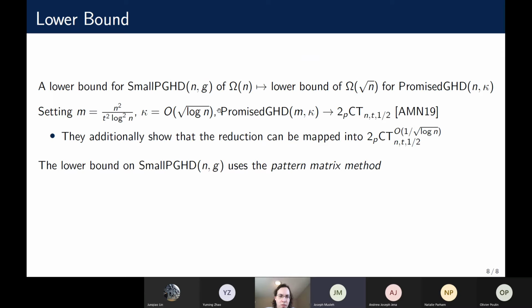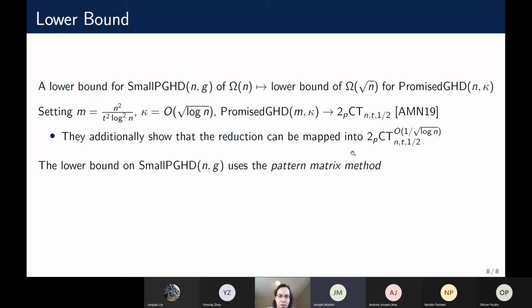And so ultimately, what they end up obtaining is a lower bound for a small parameter gap Hamming distance of omega of n, which translates into a lower bound of omega root n for the promised gap Hamming distance version. And they also later give a reduction. They discuss the reduction from promised gap Hamming distance with parameters m and kappa, with m set equal to n squared t squared log squared n, and kappa is roughly O of log n. And this is once again based on an analysis from the AMN paper.